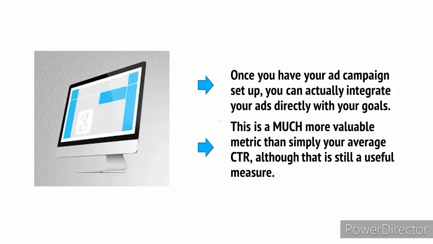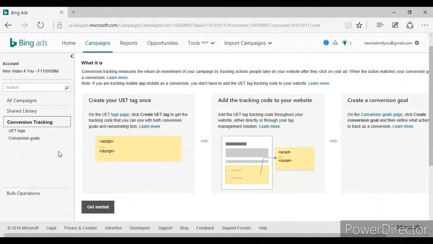This is a much more valuable metric than simply your average CTR, your click-through rates, although that is still a useful measure. To set up goals, go to your campaigns and then click Shared Library and then Conversion Tracking. You'll need to get a UET tag. Now, this is a small piece of code that you'll put on your website to link it to your Bing ads. Just click here, Get Started, on the page here where you create your UET tag and follow the on-screen instructions. It's all fairly straightforward.